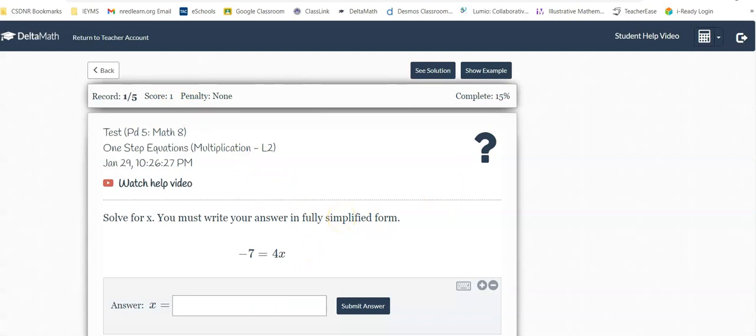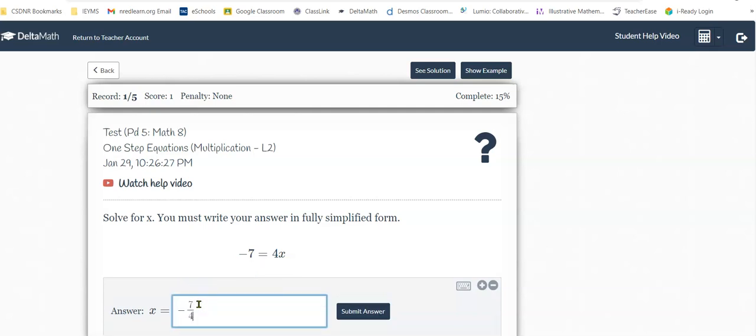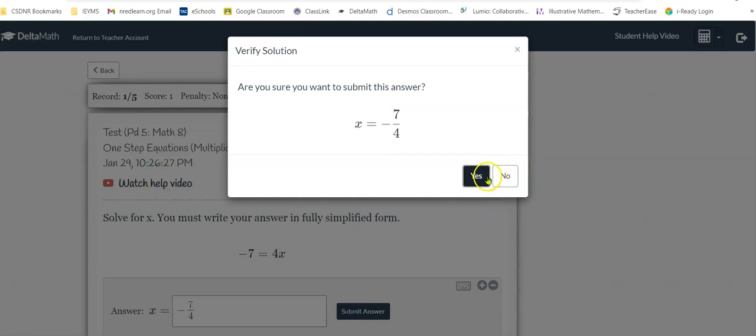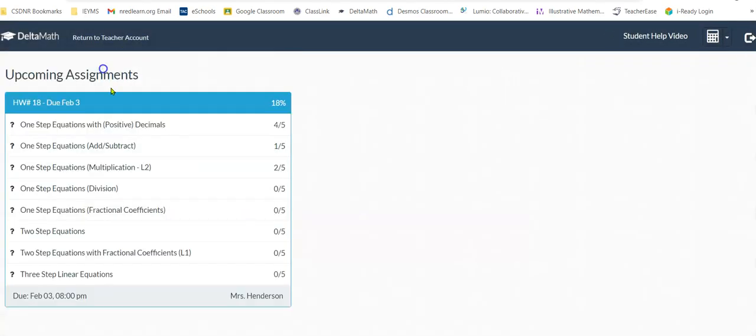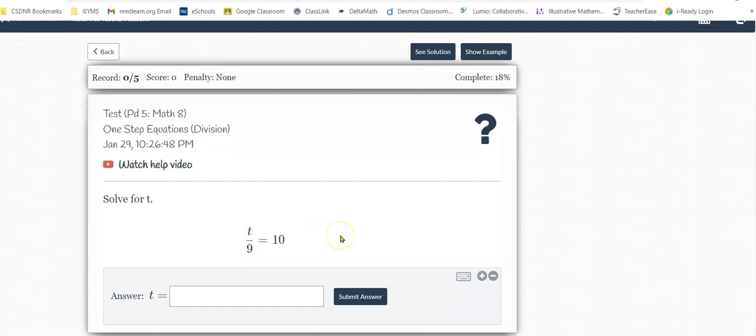All right, we're going to do the same thing here. Our variable's on the right. The coefficient is 4. We're going to divide both sides by 4. And again, 7 cannot be divided evenly by 4, so we're going to leave this as -7 divided by 4, and we're not going to convert it to a decimal. For this next one, we're going to use the inverse of division, which is multiplication. So we're going to multiply both sides by 9 here to get t is equal to 90.